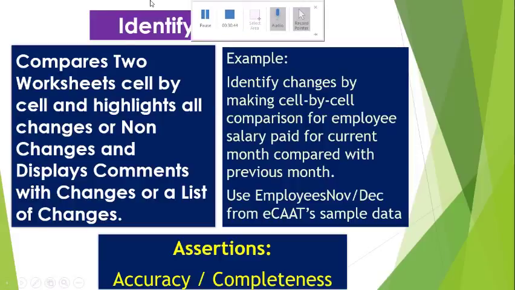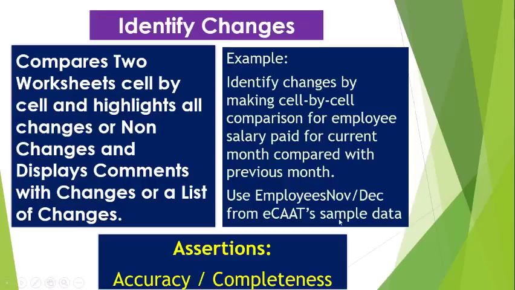For example, I'd like to identify changes by making cell by cell comparison for the employee salary paid for the current month compared to the previous month. I'm going to use the employees November and the employees December files or worksheets from the eCAAT sample data. By performing this function, I should be able to verify the accuracy and the completeness of the data. For example, I could also use it to verify the closing balance and the opening balance, provided there are no changes.